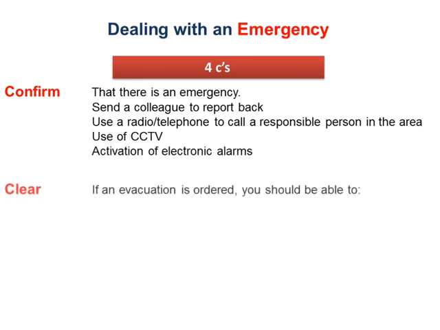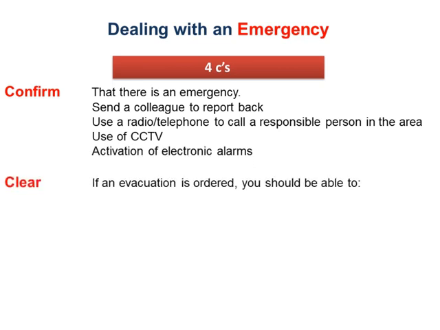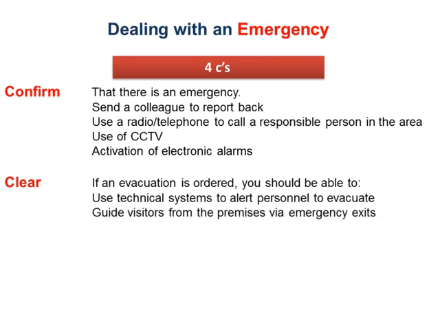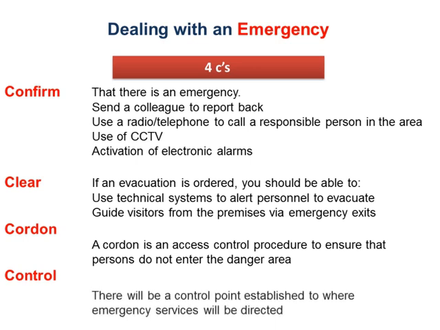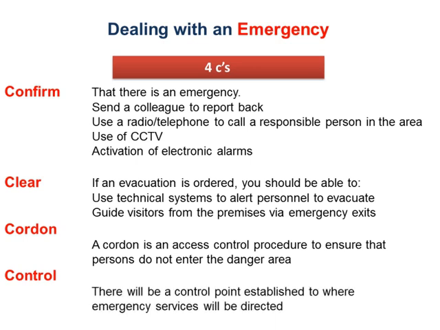Activate electronic alarms. Clear. If an evacuation is ordered, you should be able to use the technical systems to alert personnel to evacuate. You should guide visitors from the premises via emergency exits. Cordon off the area. A cordon is an access control procedure to ensure that persons do not enter the danger area. And control. There will be a control point established to where emergency services will be directed.